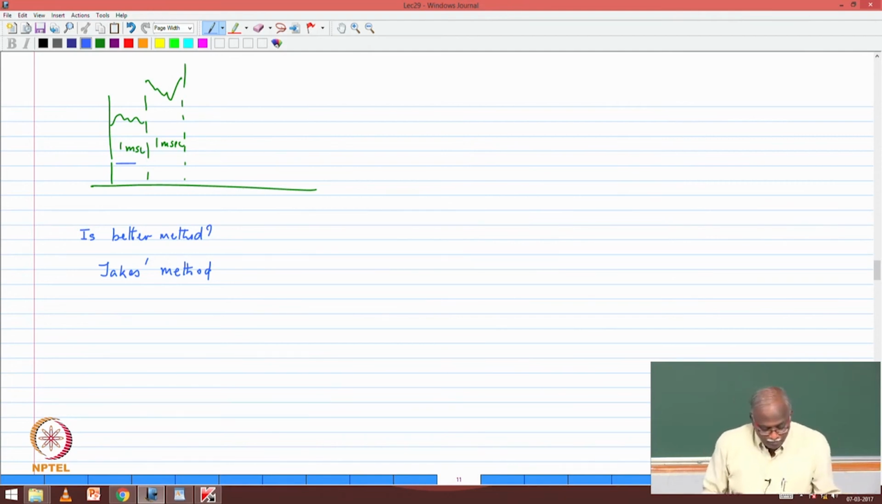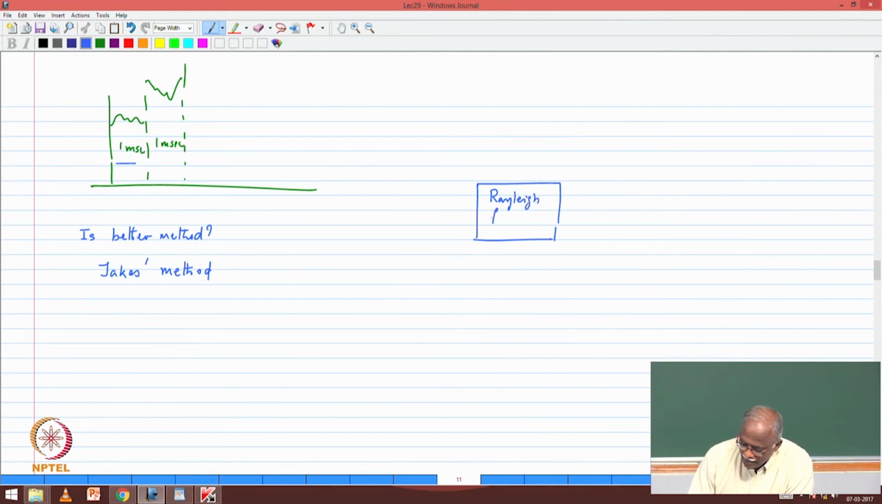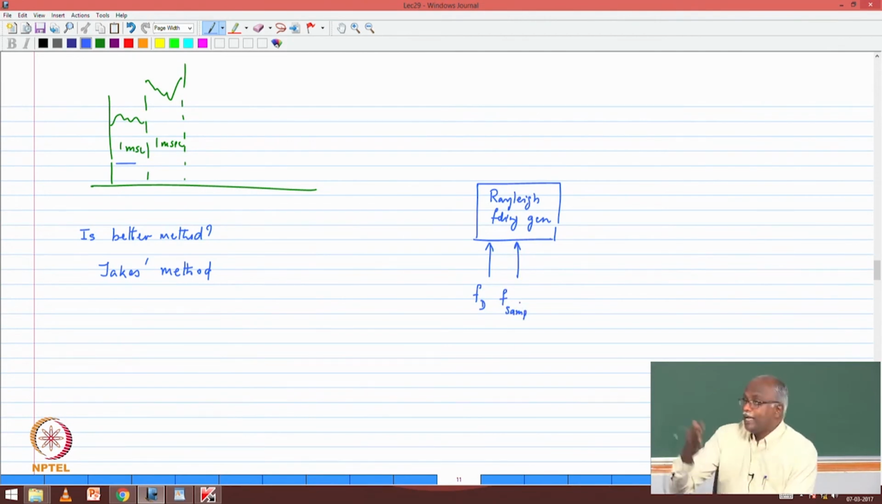Okay? So, basically this is what we are trying to do. We are trying to come up with a box which we will call a Rayleigh fading generator. What all do I need to give as inputs to this one? I need to give the Doppler frequency. I need to give the sampling frequency. So, what is the spacing between my samples of the fading that I am asking for? And the third one is, what is the length? How many samples? Do I want 100? Do I want 1000 or 10,000?